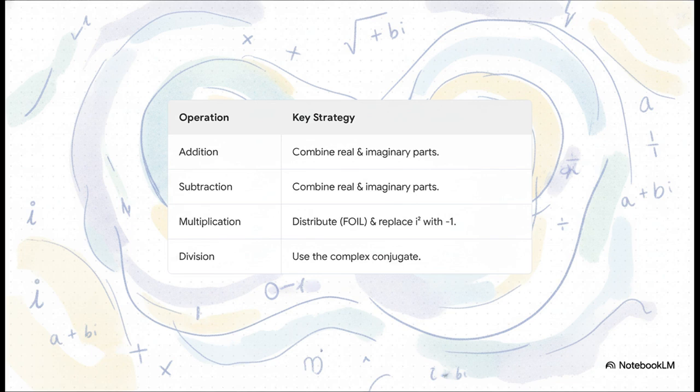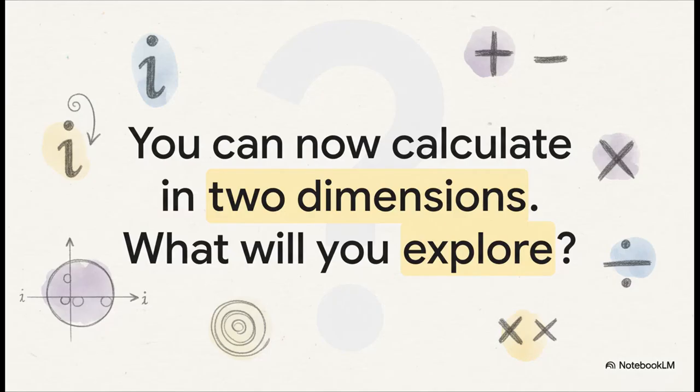For 4 operations, 4 simple strategies. That is literally all there is to it. We started this whole thing with a broken math rule, and it ended up opening a door to a completely new dimension. Complex numbers aren't just a math curiosity. They're absolutely essential for things like electrical engineering, quantum mechanics, all sorts of advanced stuff.